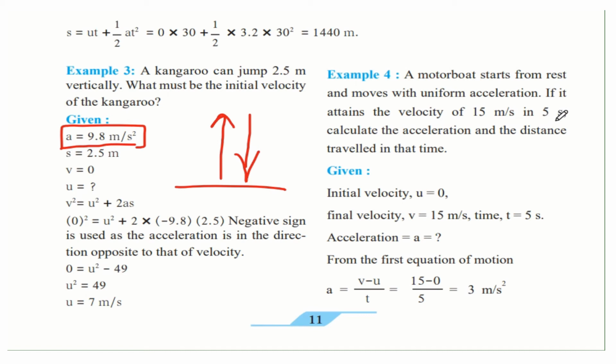And we have to find two things. We have to find the acceleration of the motorboat and also what distance did it cover in those 5 seconds. So we have the initial velocity, we have the final velocity, and we have the time. So we can find out the acceleration by using the basic acceleration formula, that is change in velocity per unit time. And change in velocity was final velocity v minus initial velocity u upon time t. So 15 minus 0 upon 5 would give us 3 meter per second square.